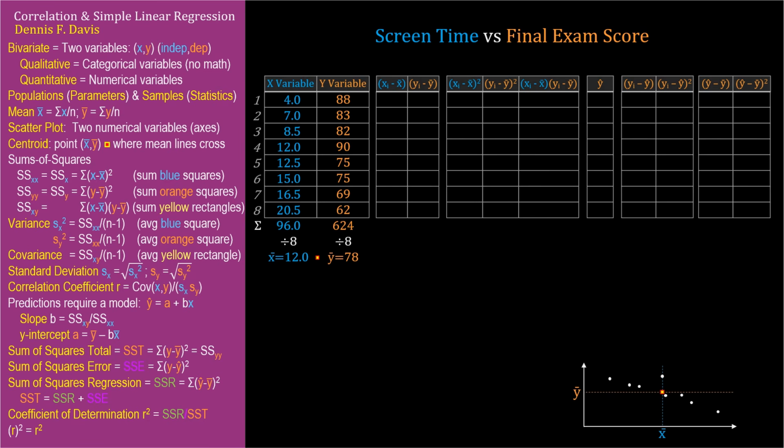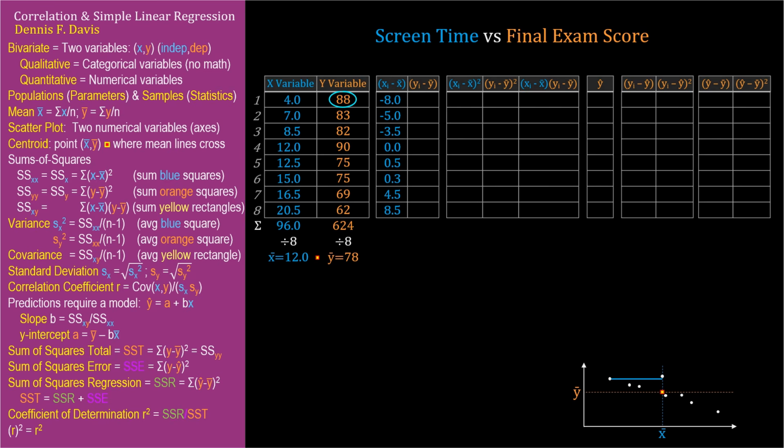Now that we know the means, we can calculate each point's distance from the mean. The first x value is 4 hours, and x bar is 12 hours. 4 minus 12 is negative 8 here. The first data point is 8 hours below the mean. And we subtract 12 from all the other x values. They all represent a number of hours above or below the mean of 12 hours. And on the scatter plot, we draw them as horizontal blue lines from each point to x bar.